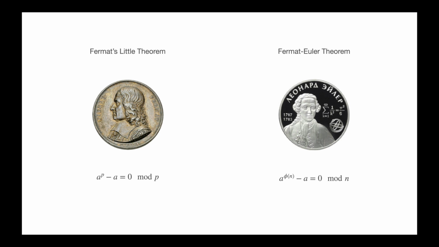Let's remember both Fermat's little theorem and Euler's generalization. Fermat's little theorem states that a to the power of p minus a is identical to 0 in mod p. Here p must be a prime number, whereas a and p must be co-primes.